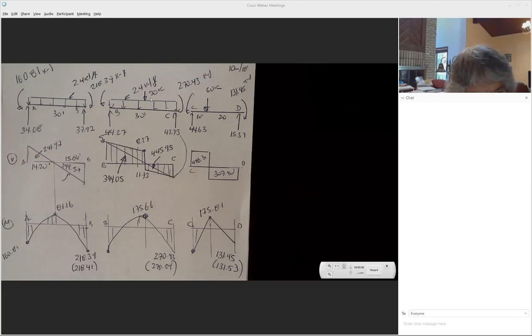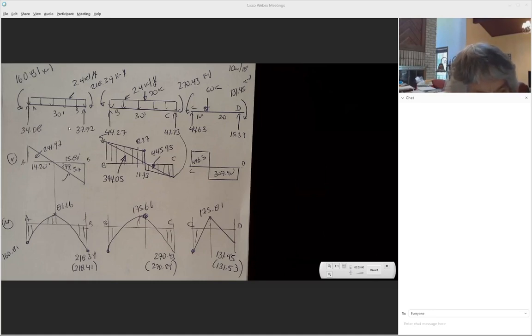The load is given, so we only have one equation and one unknown. We apply moment about this point, and we solve for this force. Summation of forces in Y, we solve for this. We do the same for this free body diagram: moment about this point, we solve for this force. Summation of forces in Y, we find this. We do the same for the last one.